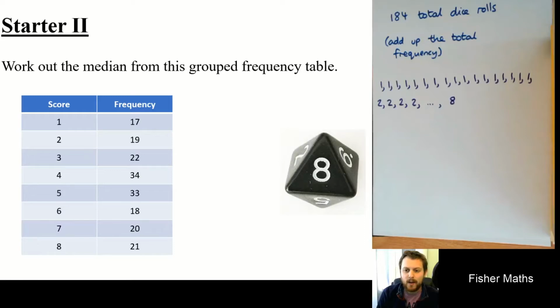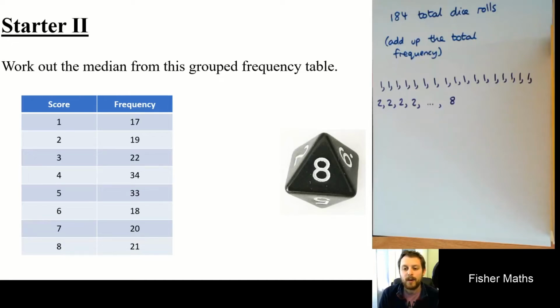So, of course, you can write down all 184 numbers. That's fine. But that's quite a pain. And then imagine if it was even more. What if it was 100,000 numbers? Like, you just would not write them all down. We have to have a better strategy.